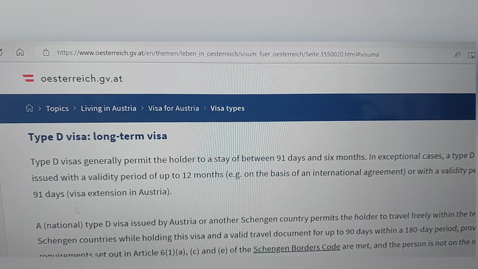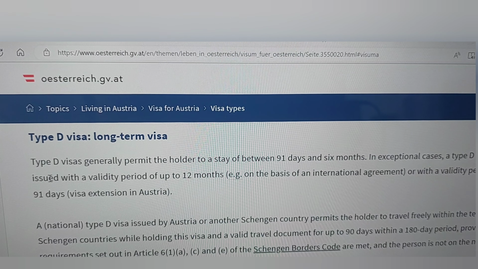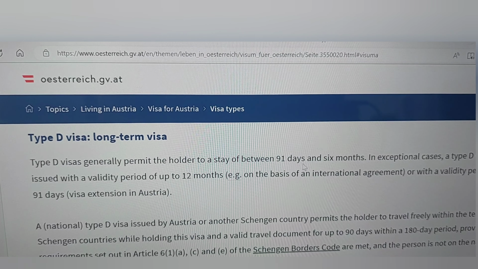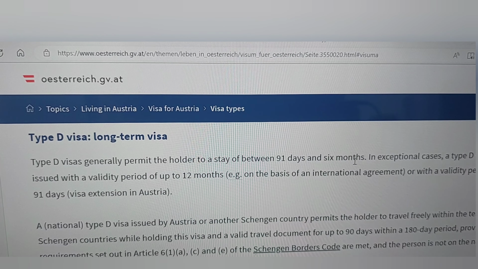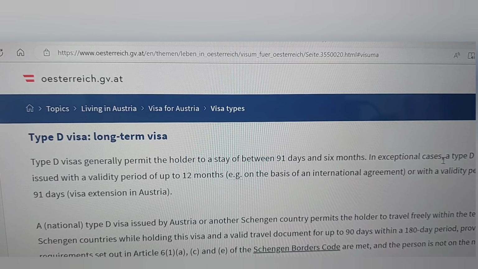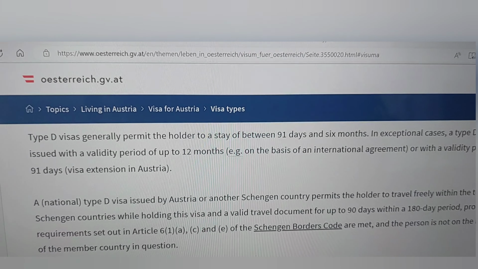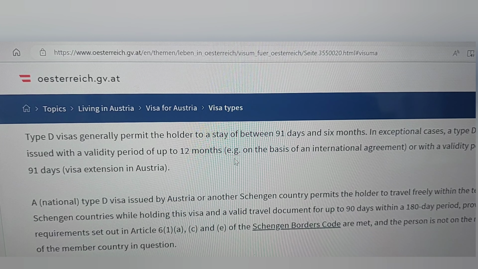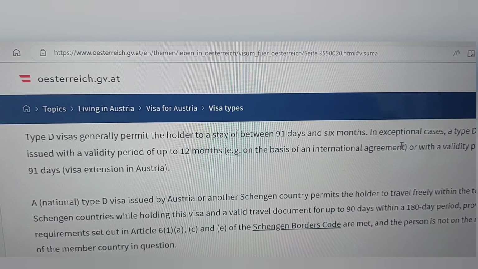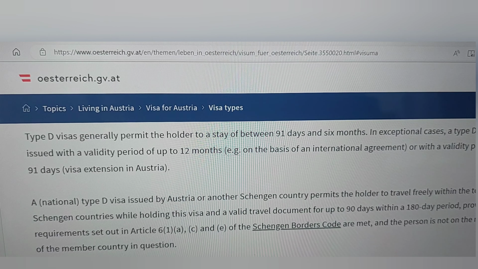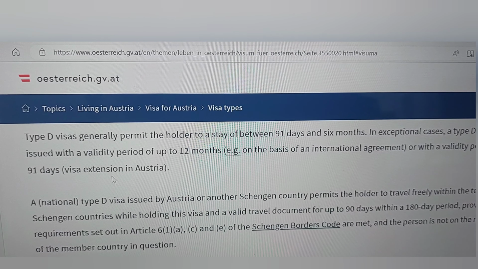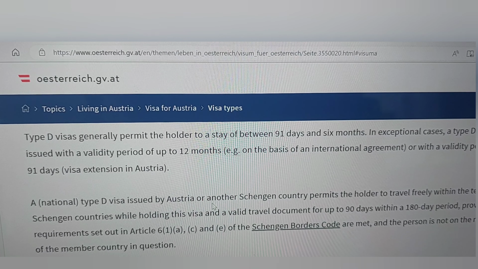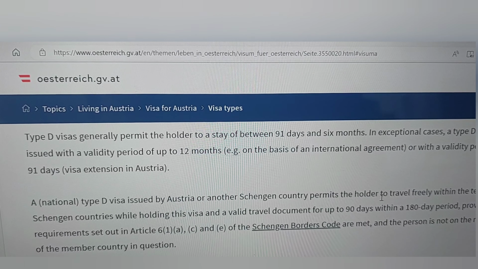What is type D visa? They say this is the long-term visa. Type D visas generally permit the holder to stay between 91 days and 6 months. In exceptional cases, a type D visa may also be issued with a validity period of up to 12 months, for example on the basis of an international agreement, or with a validity period of less than 91 days. Visa extension in Austria.